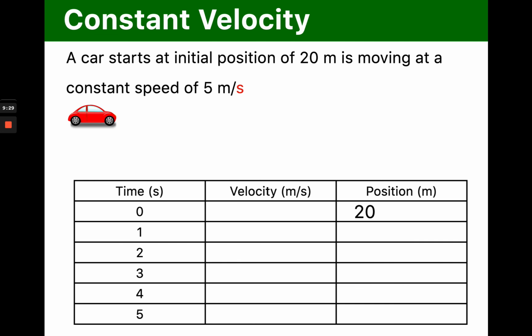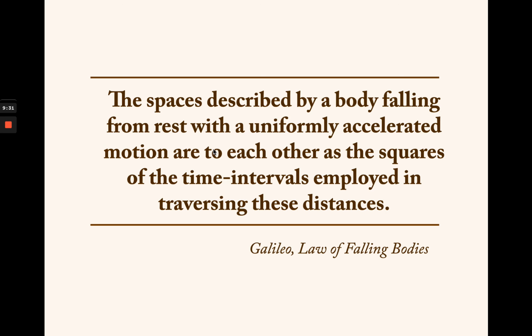So if we go back to the original definition, the space described by a body falling from rest, it doesn't matter if it's falling or really rolling down a hill. The spaces described by a body falling from rest with a uniformly accelerated motion are to each other as the squares of the time intervals employed. So you can see that he noticed this, right? The squares of the time. We don't say it in such a fancy way, but we're just saying that there is a relationship. The position increases with the square of time, and that's it. And we will be building on these concepts of acceleration.